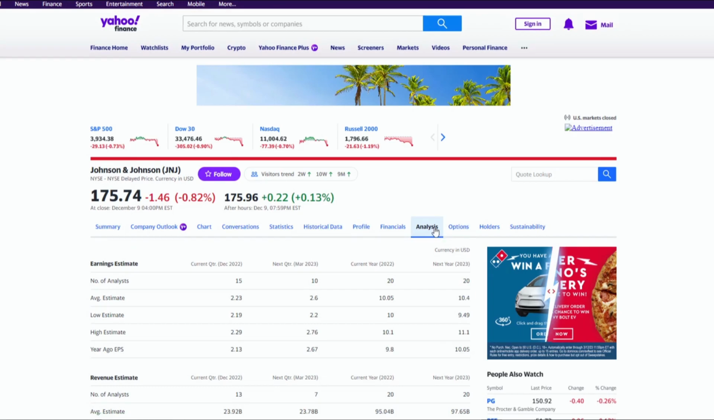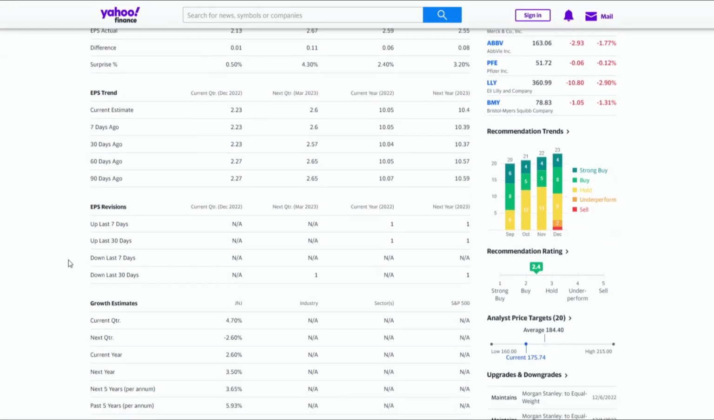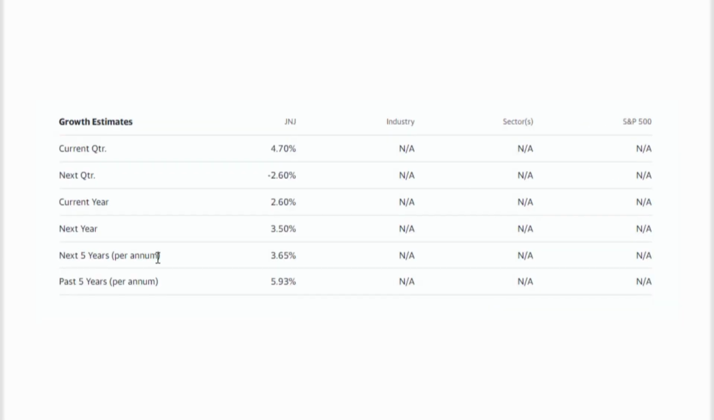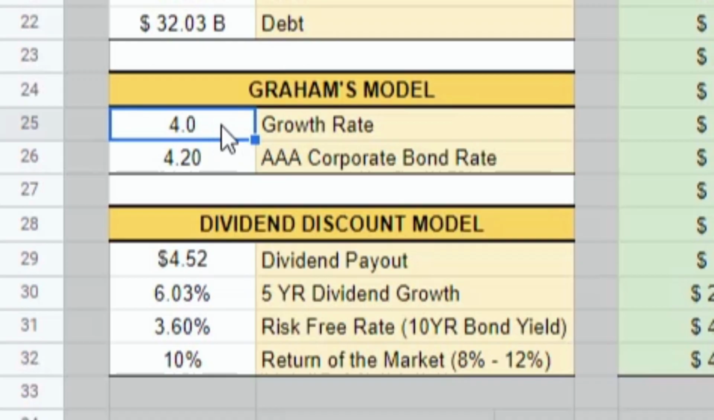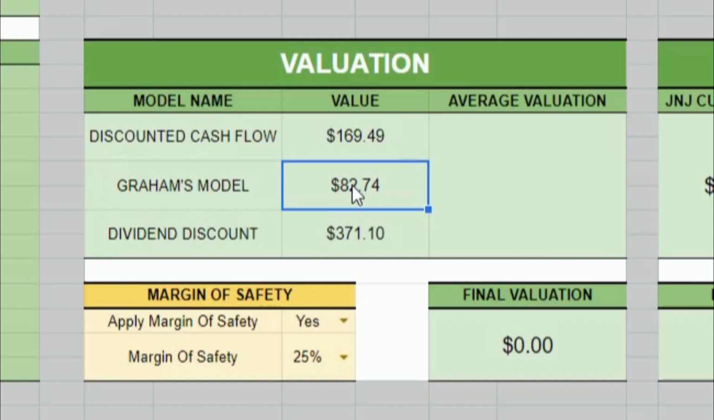For Johnson & Johnson, come over to the Analysts tab. Down here, next 5 years, Johnson & Johnson, 3.65%. I went ahead and put 4% in for Graham's model. That gives us about $82 per share for Graham's model.